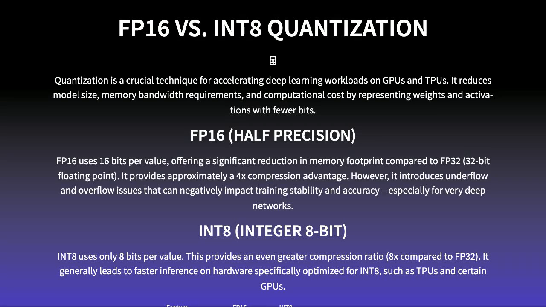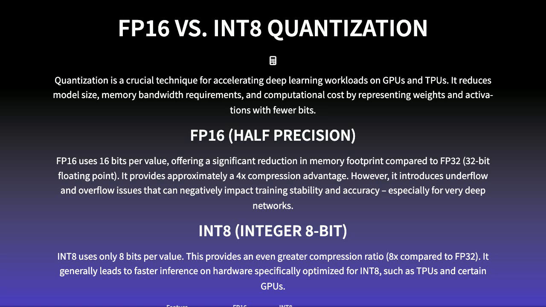Let's talk about how we can make our deep learning models run faster and take up less space. A really helpful technique is called quantization. Basically, it's like shrinking the numbers representing our model's values. Think of it as rounding them off to a lower precision level. We have two main options here, F16 and int8. F16 uses half the bits that FP32 does, which means a smaller model size and less memory needed. But because it's less precise, you might see some instability during training, especially with very deep networks.